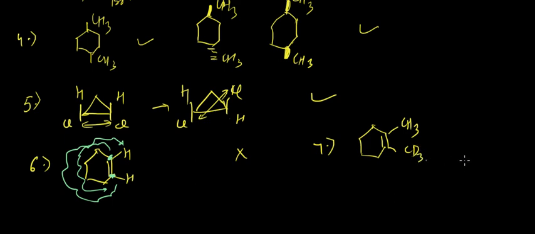Is geometrical isomerism there between these two compounds? No. Why? Why is geometrical isomerism not there between these two compounds?